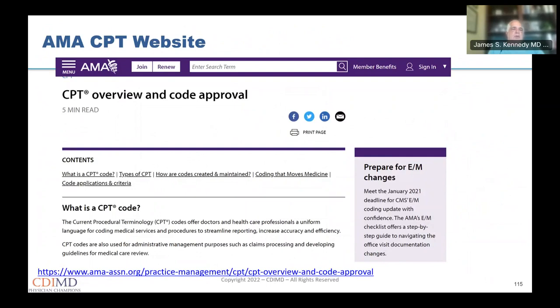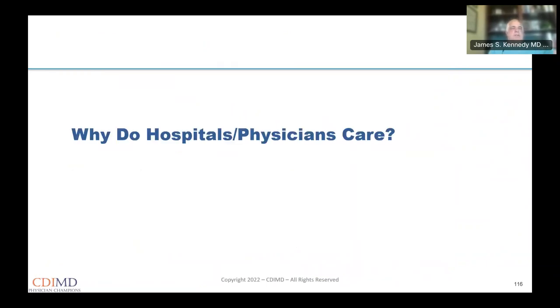So being familiar with the CPT, just knowing that it exists, being somewhat conversational about this can help you with your medical staff relationships. We will not be covering CPT during our time together, but I just want you to be aware of this so that we can talk about this when necessary.